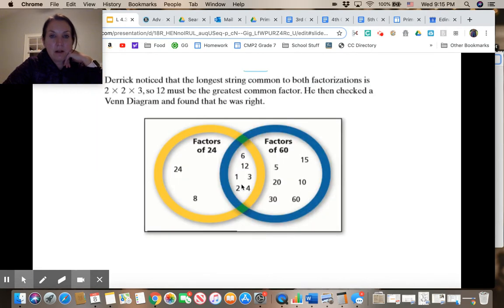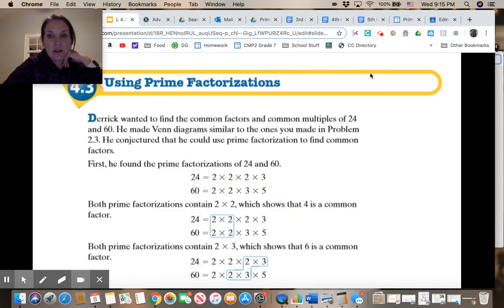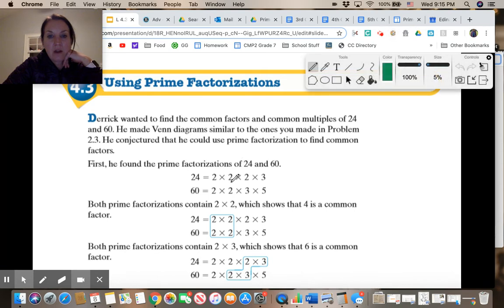Then he noticed that the longest string that they both had was 2 by 2 by 3. So let's go back to that. Do you see here? They both have 2 by 2 by 3, and this one has 2 by 2 by 3.